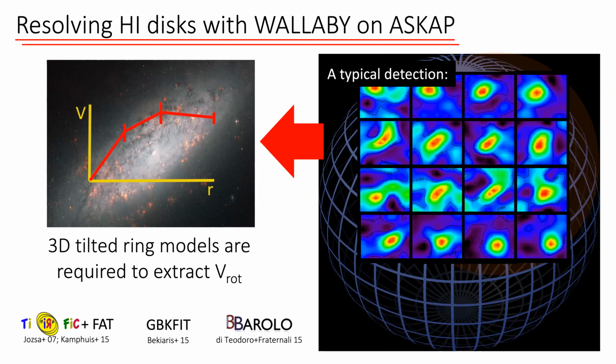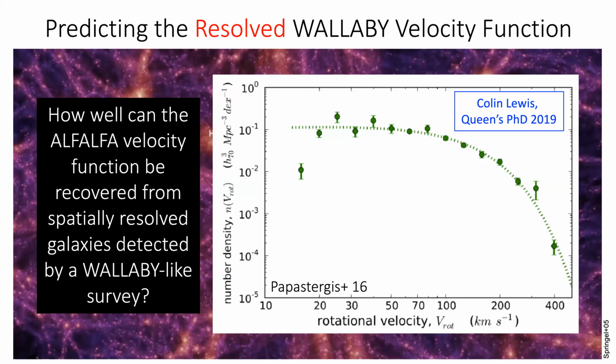So in order to extract the science from these detections, we have to be able to model their morphology and kinematics. There are lots of different ways to go about that, and I'm the chair of the working group that's looking into how to do this in an automated way for WALLABY. But my PhD student, Colin Lewis, asked the following question, coming back to the velocity function. How well can the ALFALFA velocity function be recovered from spatially resolved galaxies detected by a WALLABY-like survey? In other words, how well can we do in constructing a spatially resolved velocity function from WALLABY data?